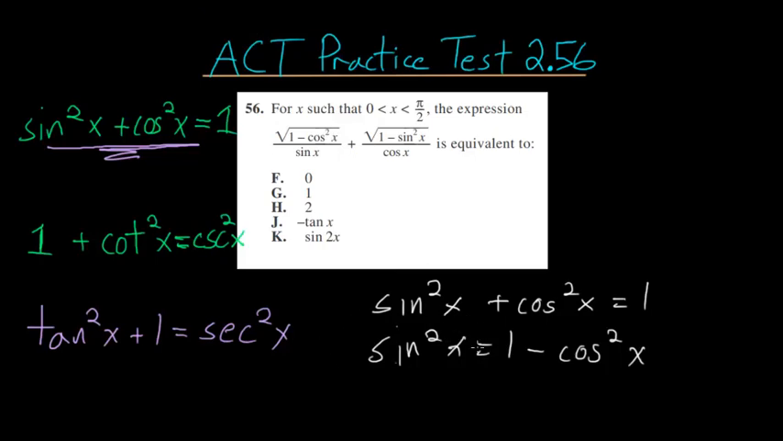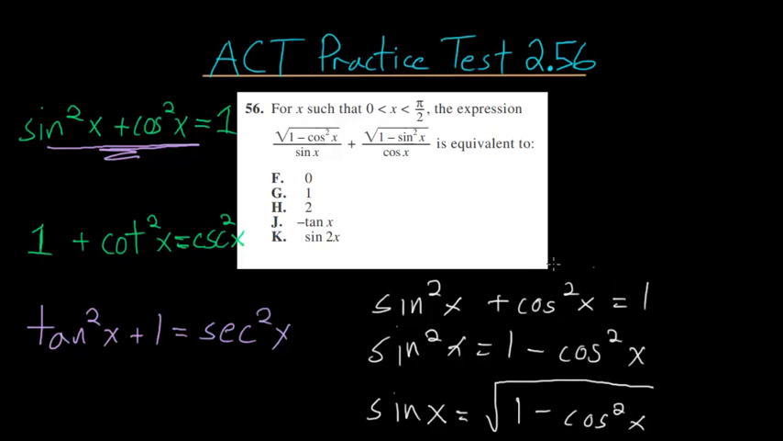And since I have sine squared here, what I could do is just take a square root of each side. So then I just have the sine of x is equal to the square root of 1 minus the cosine squared of x. So now you can see that this numerator in the first term of this expression is this square root of 1 minus the cosine squared of x, but we just figured out that this is equal to the sine of x. So we can replace this numerator with just the sine of x.